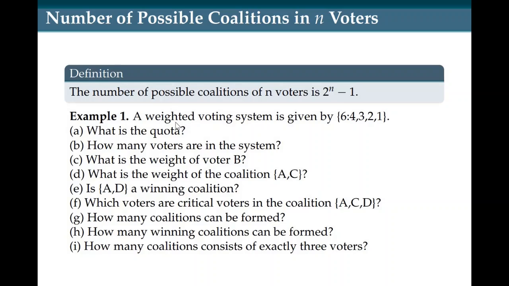So let's consider the weighted voting system given by this and answer the following questions. Letter A, what is the quota? The quota is the first number that we have in the weighted voting system. So the answer here is 6. How many voters are in the system? So let's count: 1, 2, 3, and 4. So we have 4 voters.